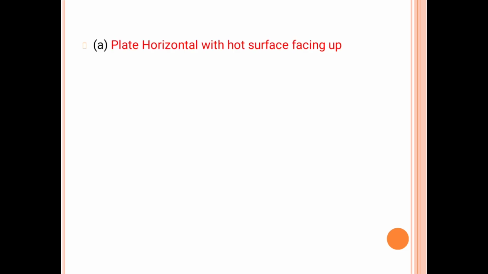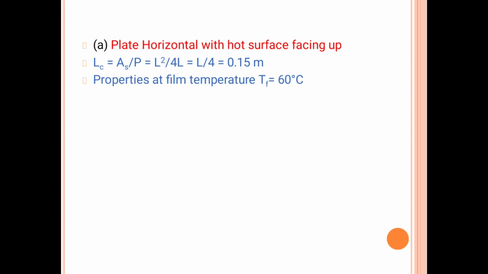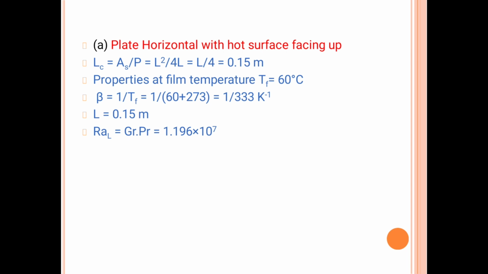For a plate horizontal with hot surface facing up, the characteristic length is equal to A by P, equal to L square by 4L. The properties at film temperature we already know, the value is 60 degrees Celsius. The Rayleigh number depends upon the Grashof number and Prandtl number. The value is 1.196 into 10 to the power 7. The Nusselt number value is 31.76, and depending upon the formula we get the heat transfer coefficient, and the heat transfer is equal to h into A into delta T, that is T surface minus T infinity.